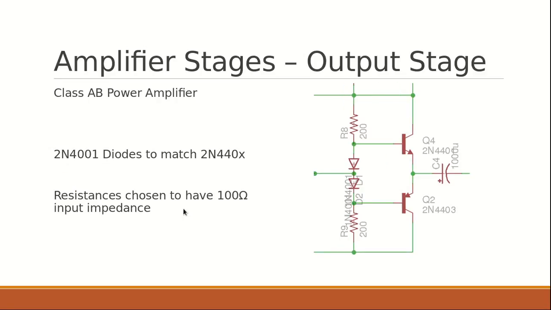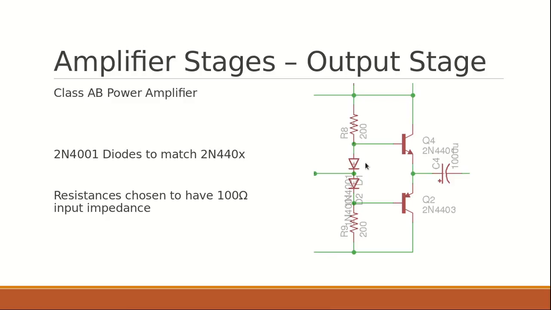The output stage is a class AB power amplifier, so we need a power amplifier in order to drive the speaker, which is an 8 ohm 0.3 watt speaker. So the power amplifier design I found looks like this, and so the resistors were chosen to have a low input impedance of, I think, about 100 ohms. It's made up of an NPN transistor and a PNP, so the Q1 and the Q3.